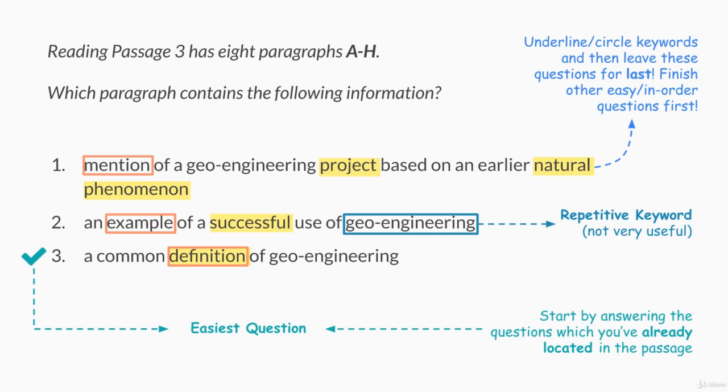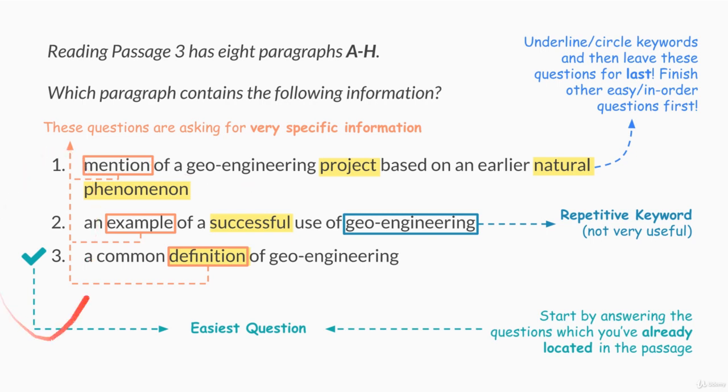In the headings question, they want you to identify the main idea of the entire paragraph. That's not what these questions are about. These questions are looking for very specific information. For example, question number 1 is looking for a mention of this geoengineering project. Okay, a mention of this geoengineering project. Number 2 is looking for a very specific example. And number 3 is looking for a definition. So those are very specific pieces of information that you have to look for.